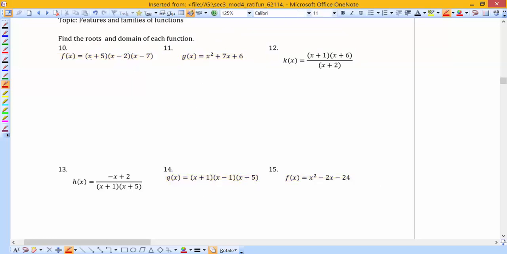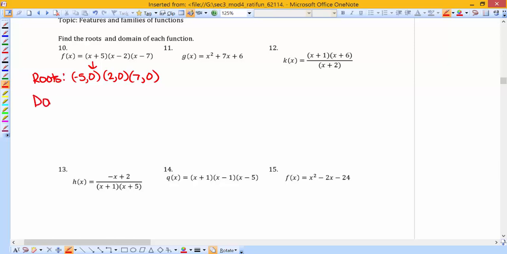So to find my roots, you have to have your factors, and your factors, you set each of those equal to 0, and you get your factors. So this factor gives us -5, 0. This factor gives us 2, 0, and then 7, 0. There's my roots.